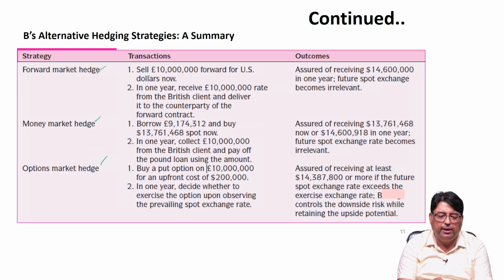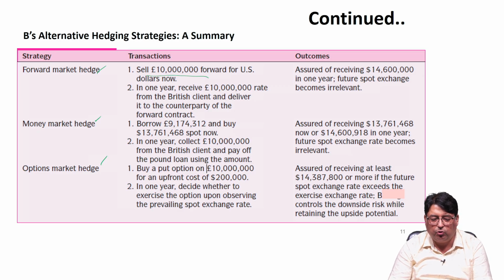The transactions were: sell 1 crore pounds forward for US dollars now. In 1 year, receive 1 crore pounds from the British client and deliver it to the counterparty of the forward contract. Now, the outcome is an assured return. The future spot exchange rate becomes irrelevant because there is a strike price.